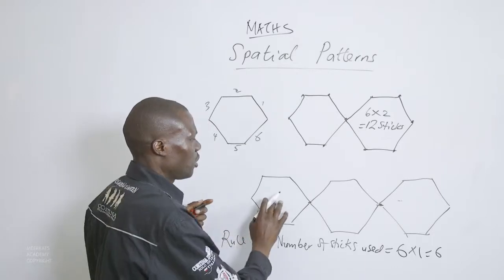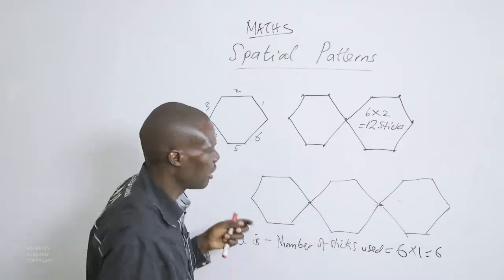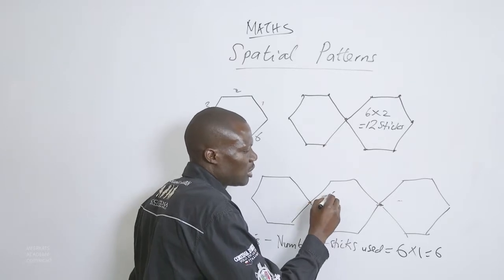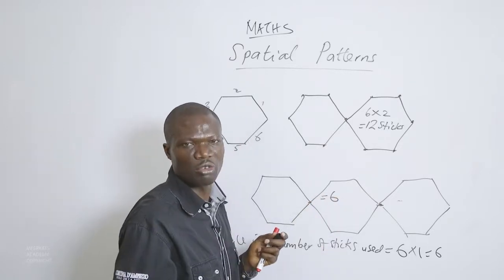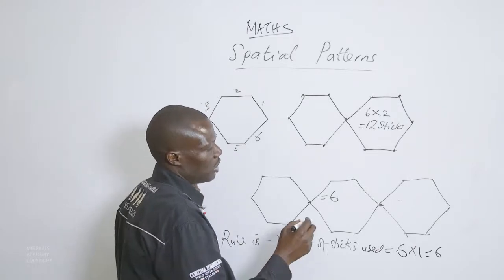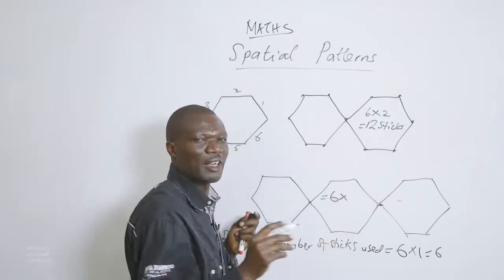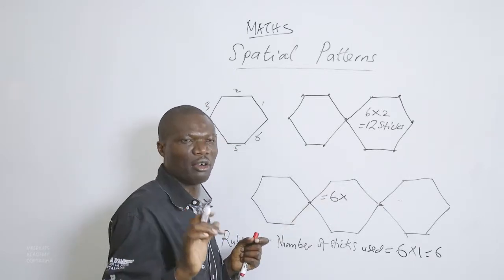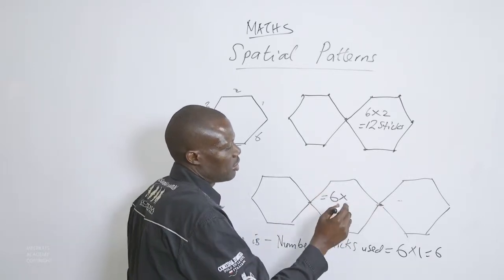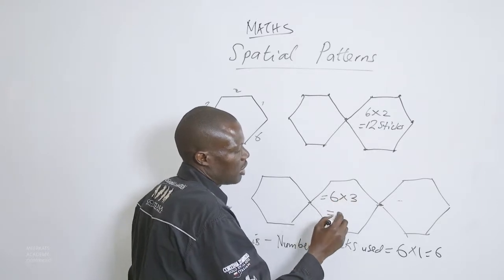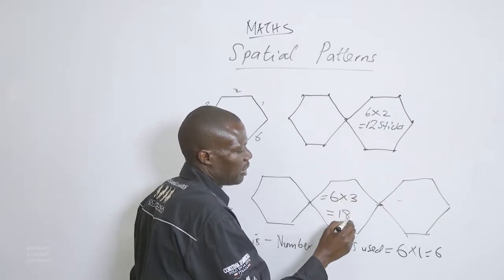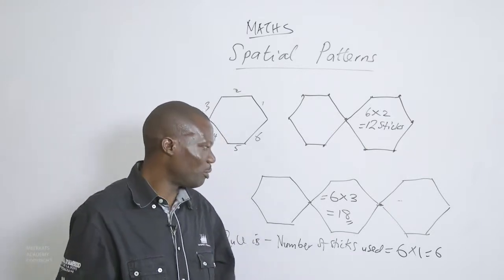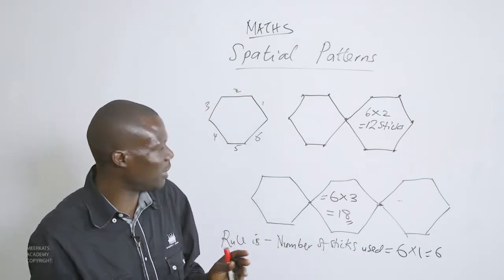So if it is 3, like the one we have here, the number of sticks is equal to the number of sticks used to form one geometric shape multiplied by the number of what? The number of hexagons, which is 3. So for this case, we require 18 sticks. However, now from this we are coming up with a certain pattern.